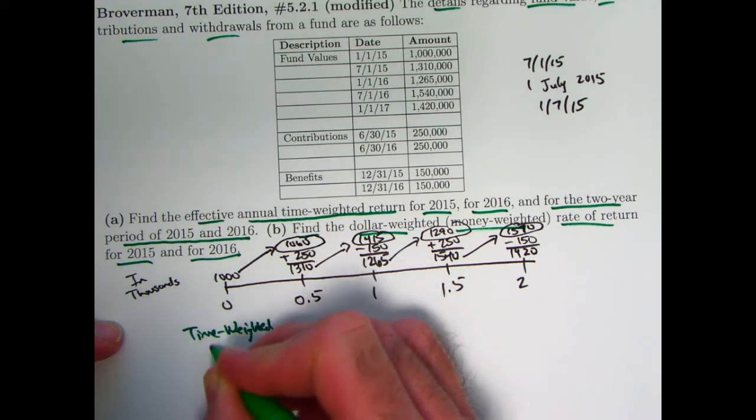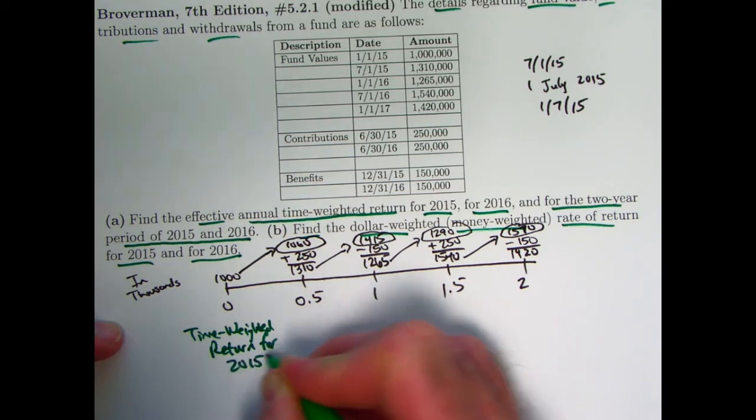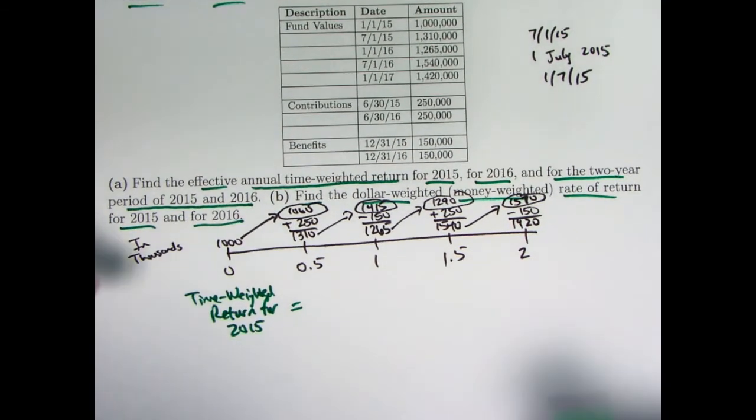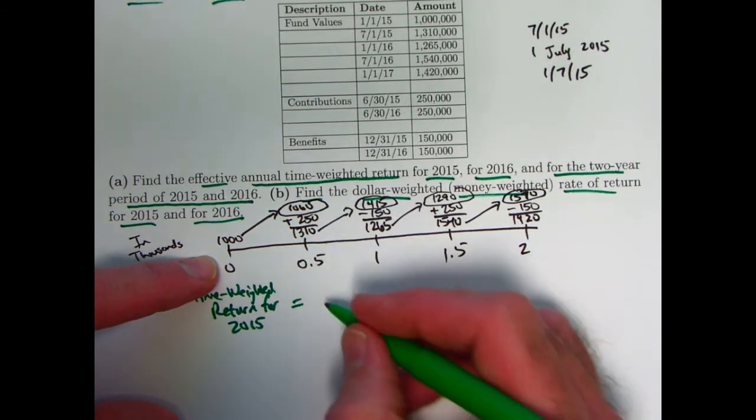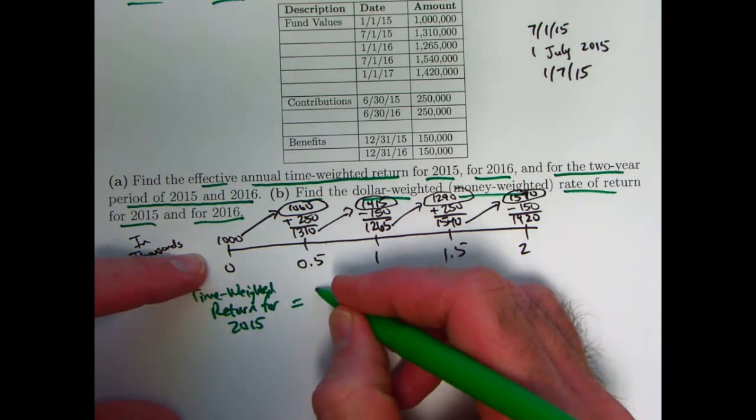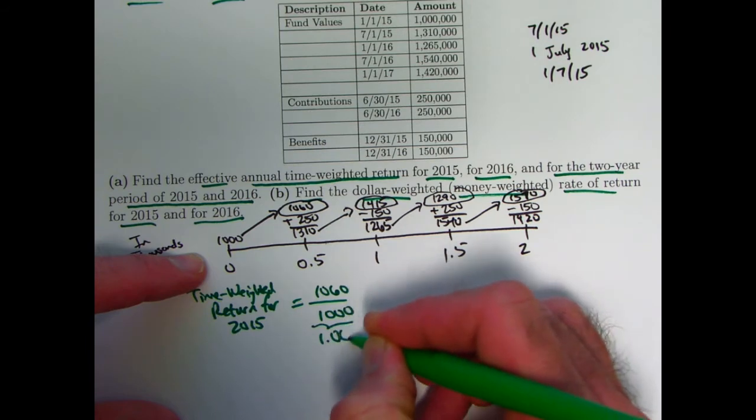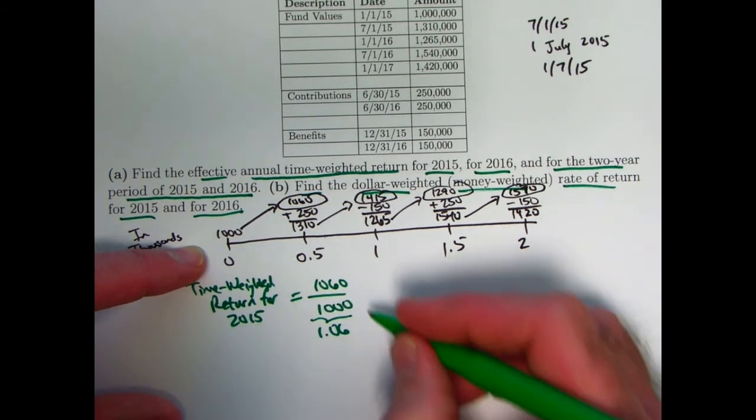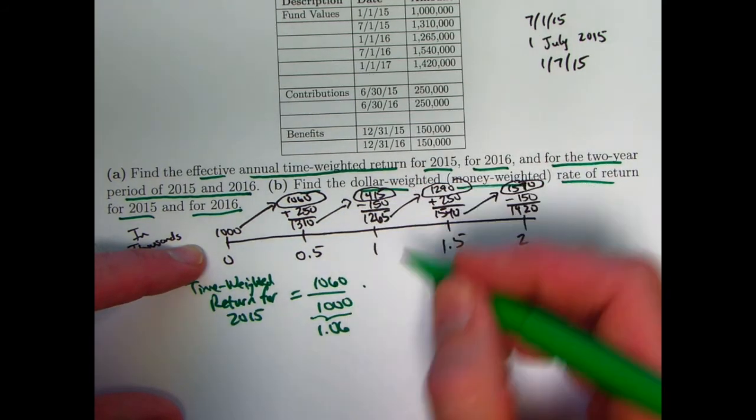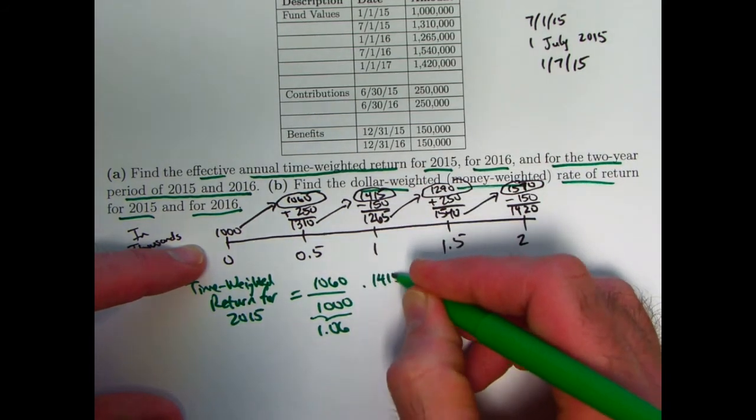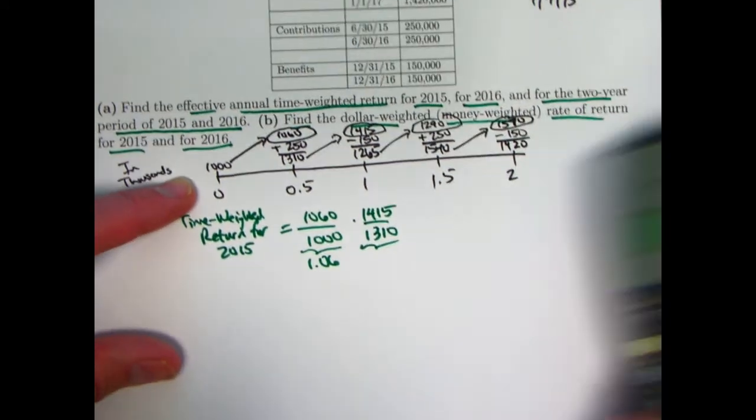And so for the time-weighted return for 2015, we do just focus on that growth. Again, it's 6% growth for the first half year. I could write that as a growth factor of 1,060 over 1,000, which of course will be 1.06, representing 6% growth. And then for the second half of the first year, it grew from 1310 to 1415. 1415 divided by 1310 is going to be the growth factor for the second half of the year.